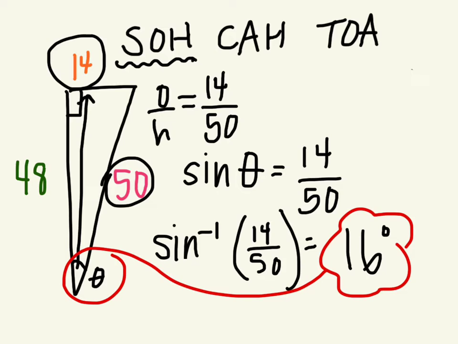Again, I could have used any of the 3 functions, but I just chose sine to model that for you. Since I have the 3 side values of the triangle all given to me, the adjacent, the opposite, and the hypotenuse, I could have used any of the 3 functions. In fact, if I wanted to double check my answer, I could do this for cosine or for tangent to make sure that I got 16 degrees as well.